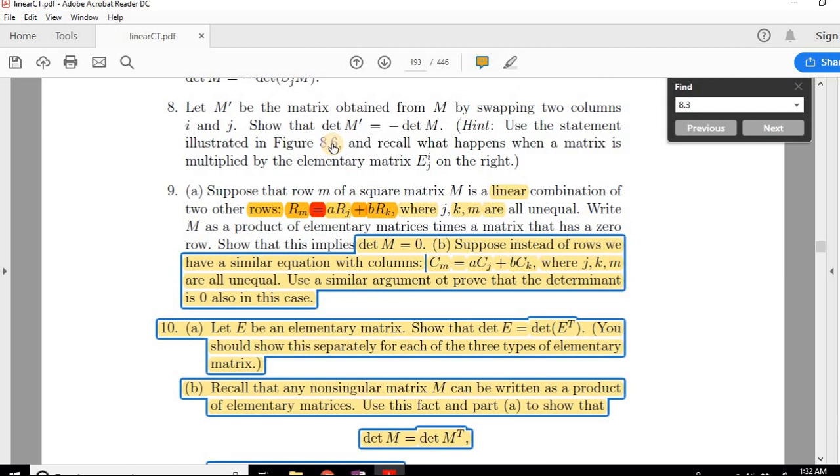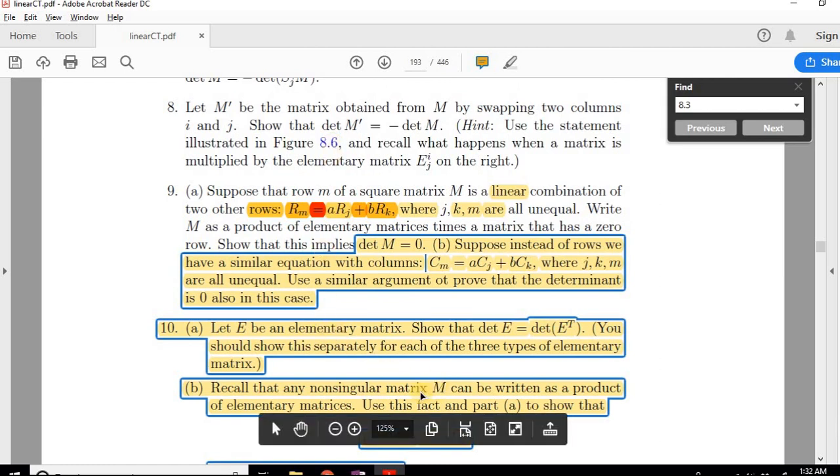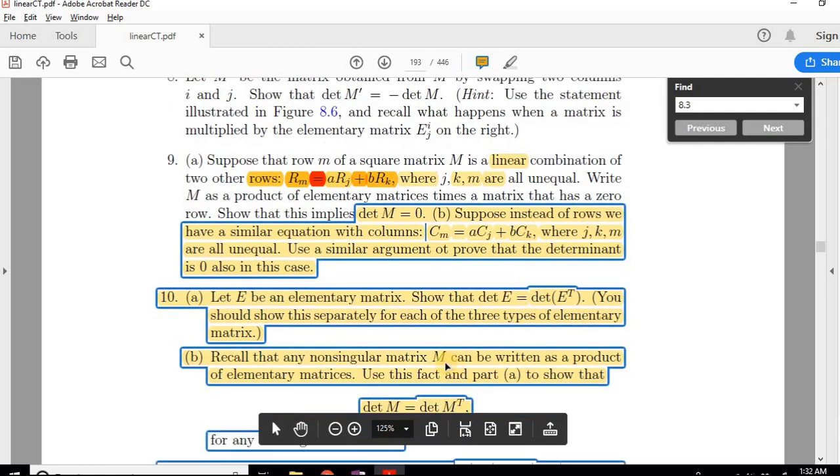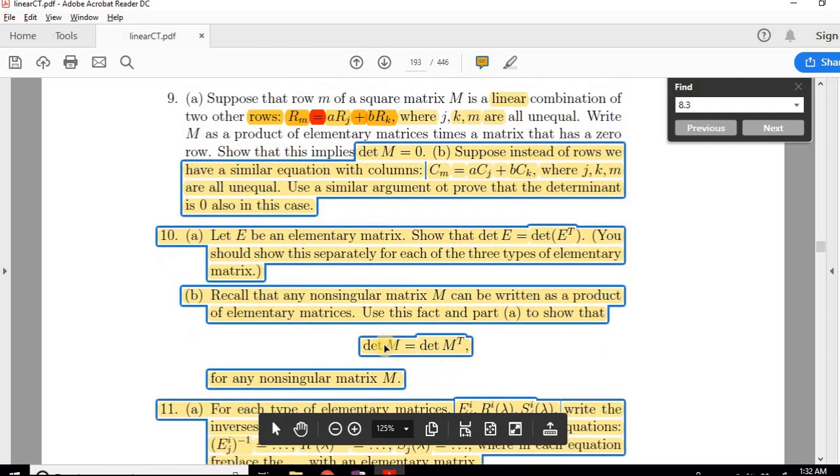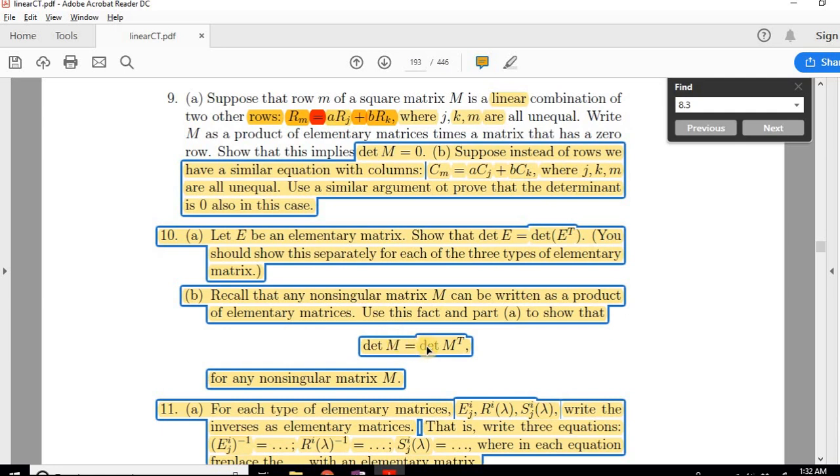All right. So first, the strategy is you show that M is written as a product of elementary matrices. Then you use the fact that the determinant of the product is equal to the product of the determinants. And you can use that to show that the determinant of M is equal to the determinant of M transpose. So you're actually going to have to express both M and M transpose as a product of elementary matrices, and then show that those two products have the same determinant.